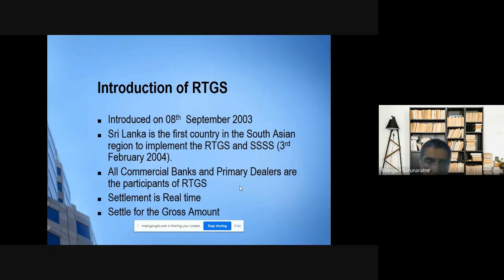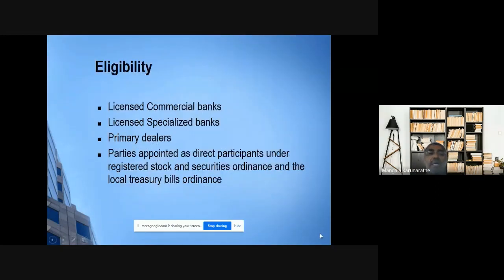So all commercial banks and primary dealers are the participants of RTGS. And there can be other designated people also who maintain accounts with the central bank, who are in the RTGS group, right? Settlement is real time, settled for the gross amount. Now we actually discussed this earlier as well. So eligibility is licensed commercial banks, licensed specialized banks, primary dealers.